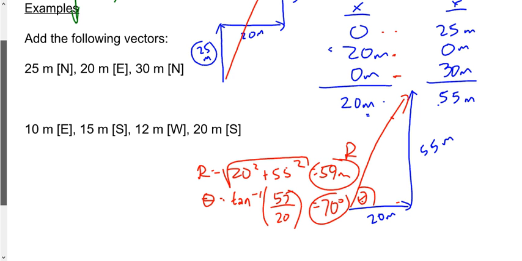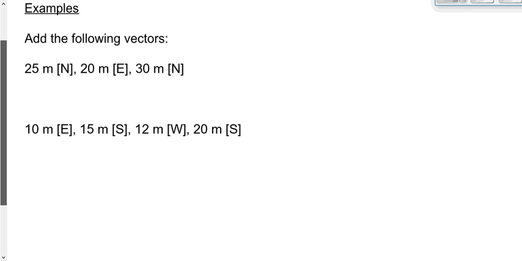And also, I'll give you a word of caution on this one. Pay attention to signs on this one a little bit more carefully than we had to on the last one. All right, so we've got 10 meters to the east. Let's draw this like this. 15 meters to the south, we're going to draw that so that it's head to tail, right? Head to tail. And we're going to draw that about 1.5 times as long.